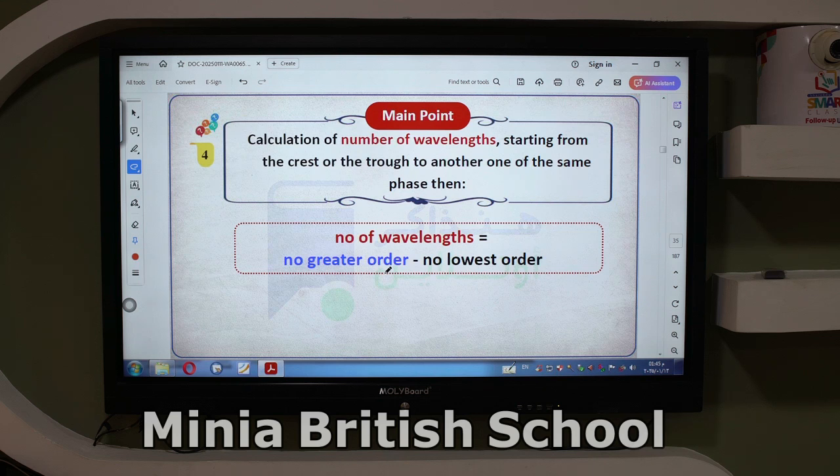When we need to calculate the number of wavelengths starting from the crest or the trough to another one of the same phase, then the number of wavelengths equals the number of the greatest order minus the number of the lowest order.